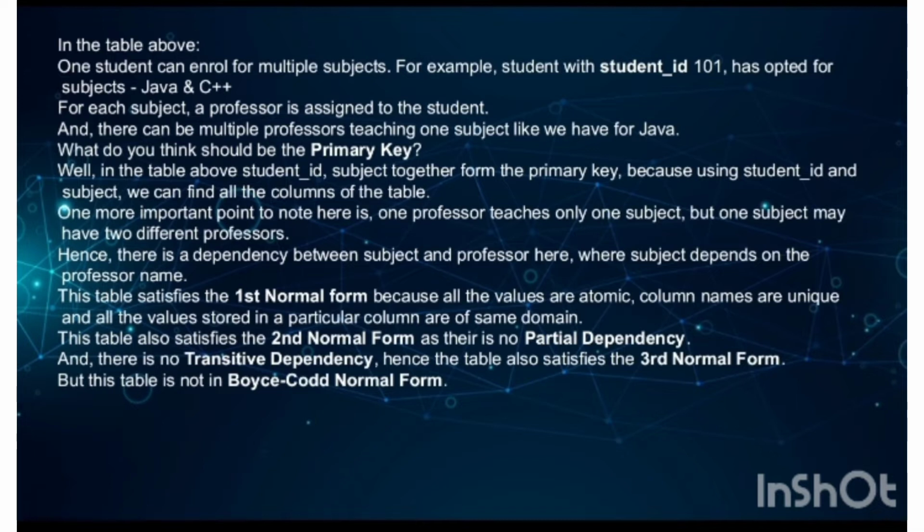This table satisfies the first normal form because all the values are atomic, column names are unique, and all the values stored in a particular column are of the same domain. This table also satisfies the second normal form as there is no partial dependency, and there is no transitive dependency. Hence, the table also satisfies the third normal form, but this table is not in Boyce-Codd normal form.